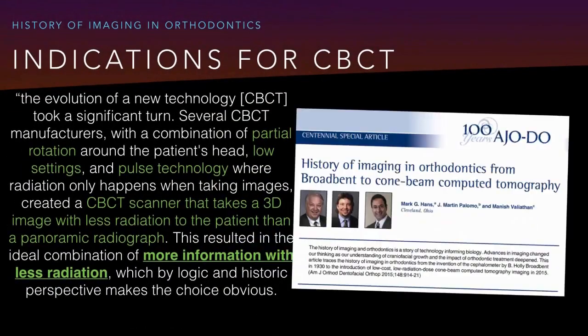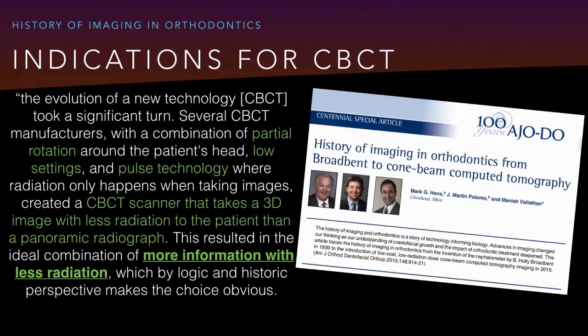And let's talk about what this article said, which was that evolution of a new technology took a significant turn. Several CBCT manufacturers, with a combination of partial rotation, low settings, and pulse technology, where radiation only happens when taking images, created a CBCT scanner that takes a 3D image with less radiation to the patient than a panoramic radiograph. And that's a panoramic radiograph, not a film pan, but a digital pan.